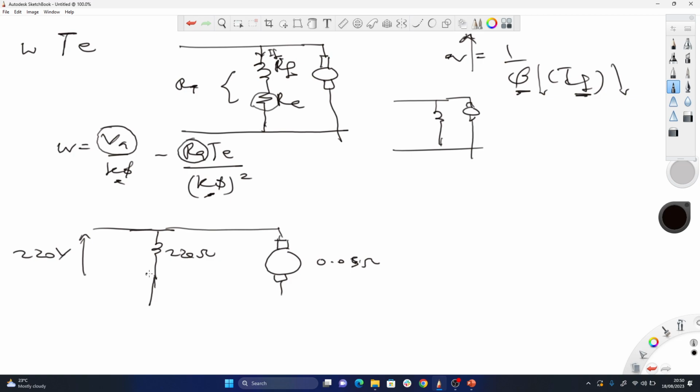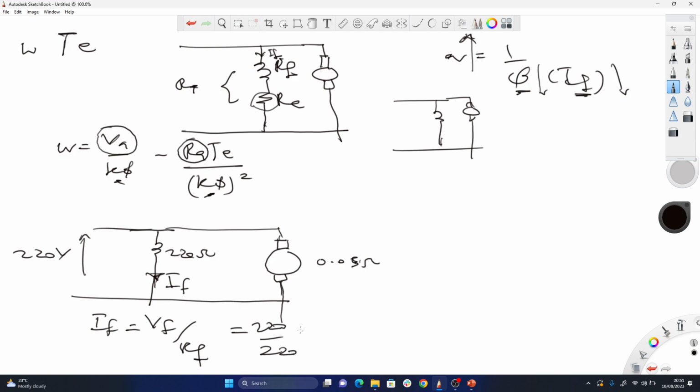Now, let me find the magnitude of the field current. From here I can tell that IF is VF over RF. VF is 220, RF is 220. That's 1 amp. IF is 1 amp.